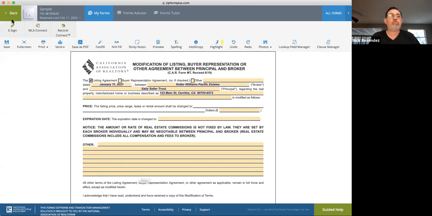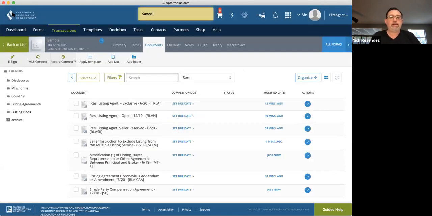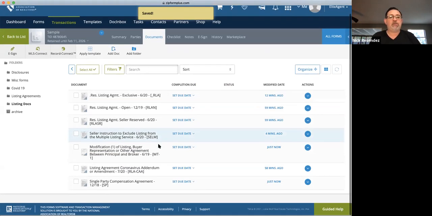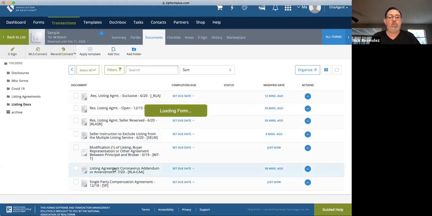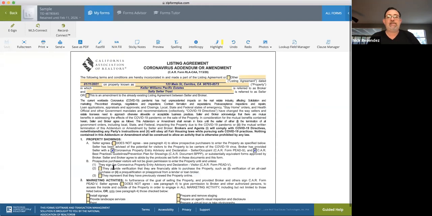Okay. Last but not least, we can't have a contract class without talking about coronavirus. Here we go. Listing agreement, coronavirus, addendum or amendment. You know, I've done classes specifically for the COVID forms. I just wanted to show you, if you think back to the listing agreement review, in the additional terms, I added this as an addendum to the listing agreement.